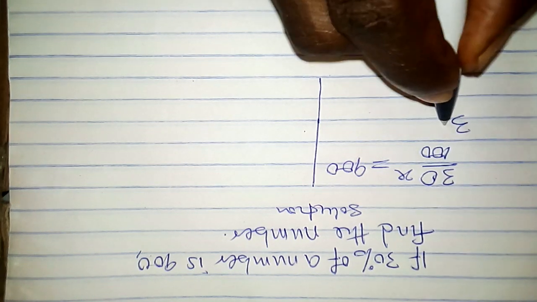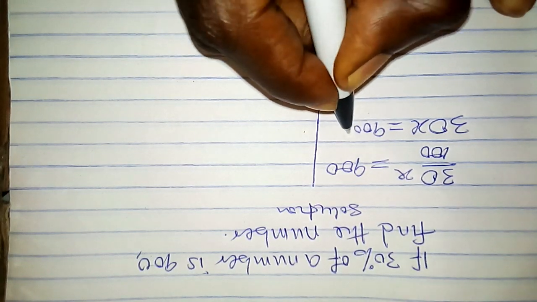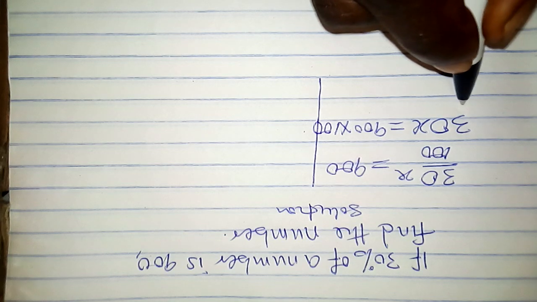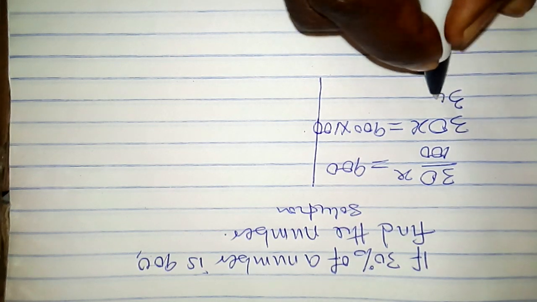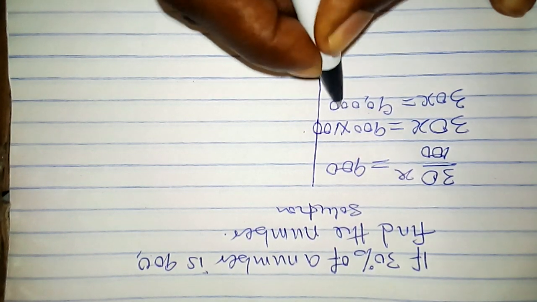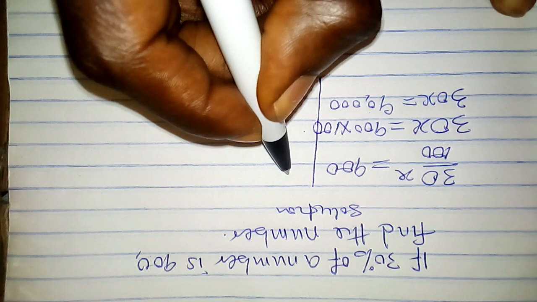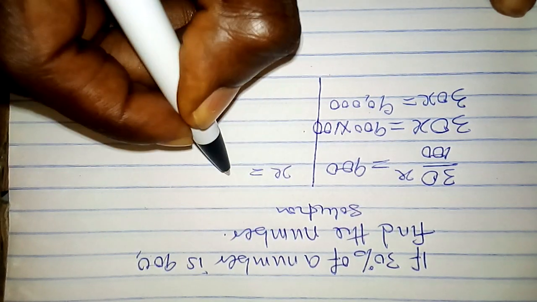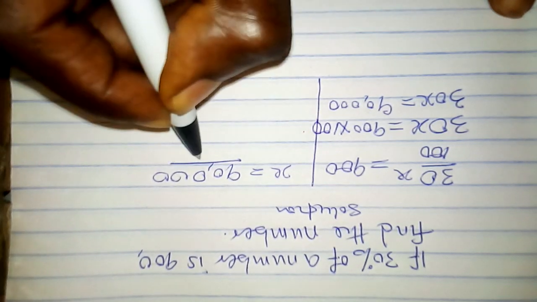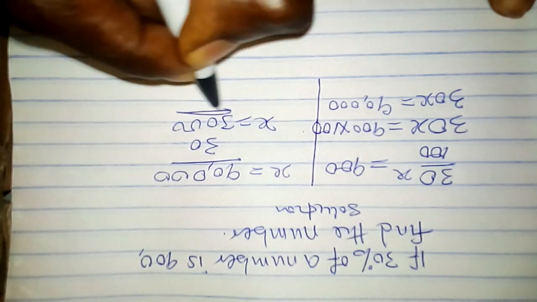So if we do that, it will now be 30x equal to 900 multiplied by 100. So 30x is equal to 90,000. So for us to make x the subject of the formula, we need to divide both sides by 30. So 90,000 divided by 30 will give us 3,000, which is our final answer.